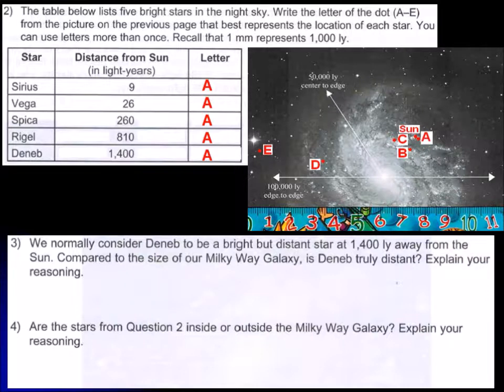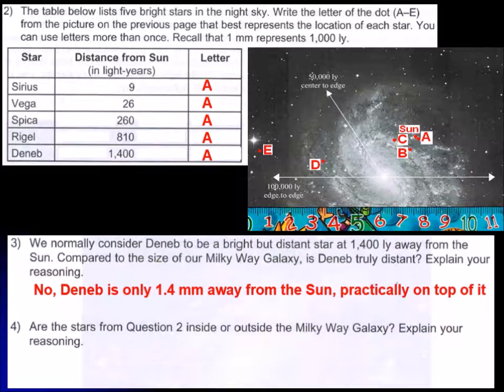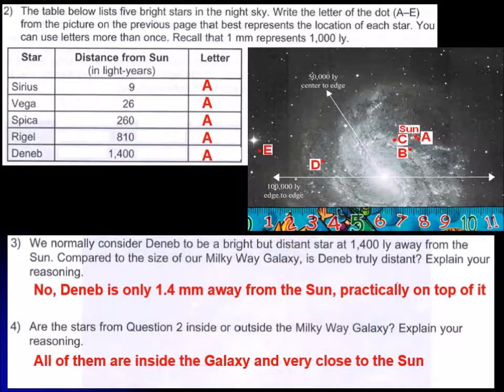Okay, continuing, question number three. We usually think of Deneb to be a bright but distant star at least 1,400 light years away from the sun. Compared to the size of the Milky Way, is Deneb truly distant? Well, we're saying that it should be about a distance like the point A from us. Comparing this to the size of the Milky Way, of course it is not. So the answer is no. It's practically on top of our sun. Question number four. Are the stars in question two, these stars here, outside the Milky Way? Well, no, they are just next to us. As a matter of fact, they are hardly separated from us. So all of them are inside of the Milky Way.